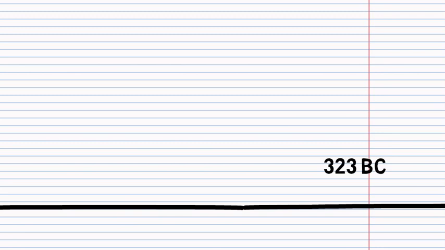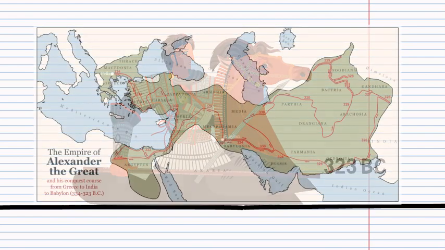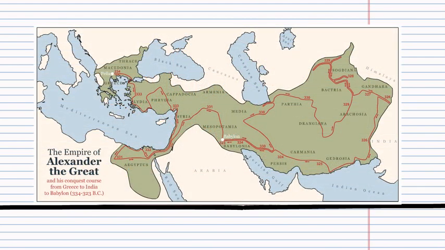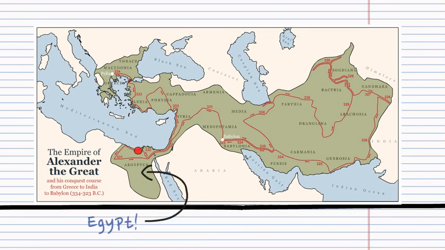So here we are in 323 BC, which is nearly 2,500 years ago. This is Alexander the Great. Alexander was from Greece, but when his father died, Alexander took his armies and conquered Egypt. There is even a city in Egypt called Alexandria. It is thought that Alexander the Great named a city after himself in every country he conquered. But we still aren't far back enough.